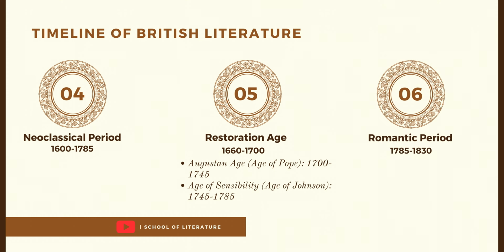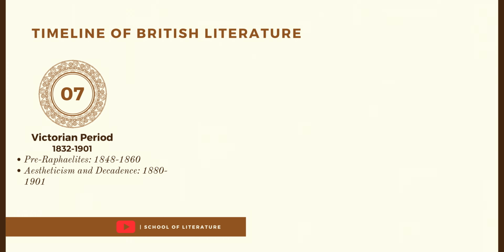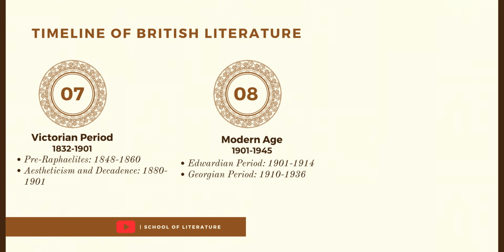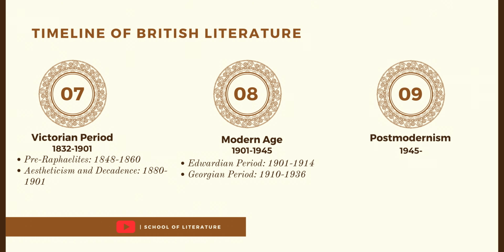Thereafter comes the Romantic period, which is followed by Victorian period, which you can divide into 2: Pre-Raphaelites and Aestheticism and Decadence. After that comes Modern Age, which is again divided into Edwardian and Georgian period. Thereafter comes Postmodernism from 1945, which continues to the present day. If you wish, you can write this down or get a printout so that you can refer to it whenever needed. Having a timeline is just the first step.